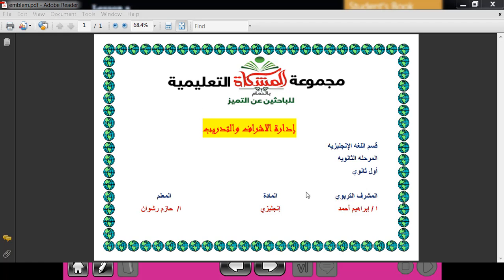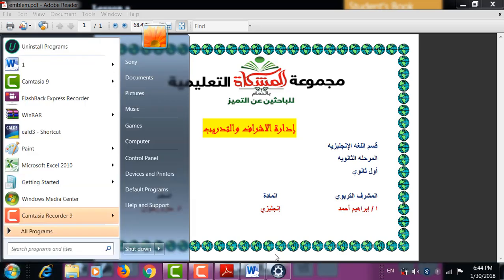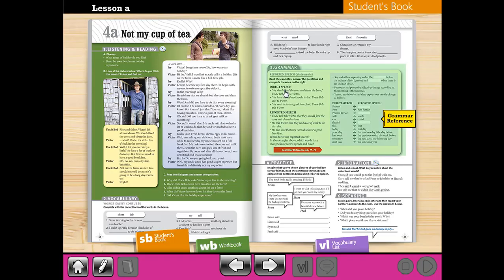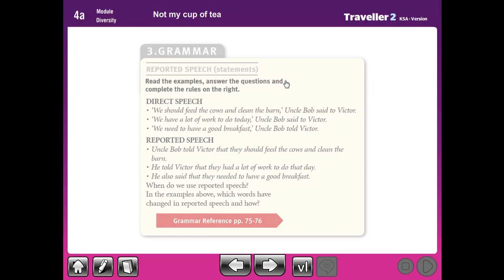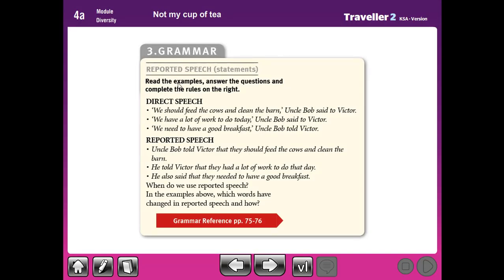Here we are again with our course Traveler 2 for the secondary stage, grade 10, in the Mishkat School. And here we start our lesson today. Our lesson today is on page 49 in the student book and page 40 in the workbook. Today we have a piece of grammar about reported speech or reported statements.